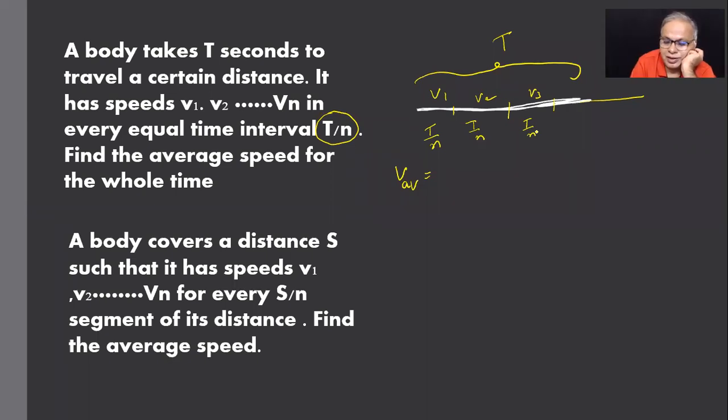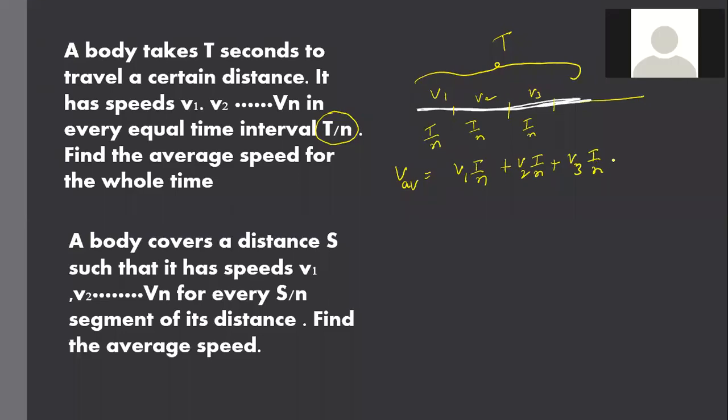Sir, we can calculate it for x1, x2 like that, and add all of them. V1 into t by n, the distance, right? Plus V2 into t by n. Speed into time is distance. V3 into t by n, plus dash dash Vn into t by n, isn't it? Yes, sir.